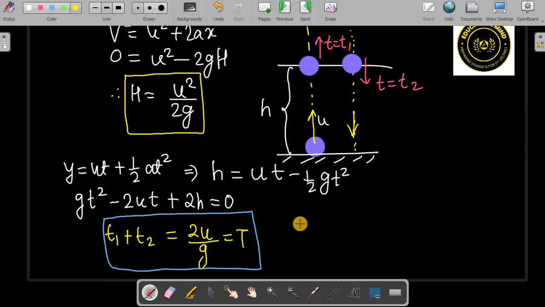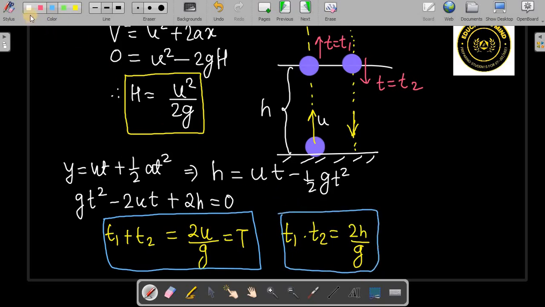Another thing that we can note is that t1 minus t2 we can also calculate, right? Because t1 into t2, the product of the roots, is c by a, so it will be 2h by g, right? Isn't it? 2h by g. And you can also solve t2 minus t1, the difference of the roots. So how much will be the difference of the roots if you try to solve t2 minus t1?